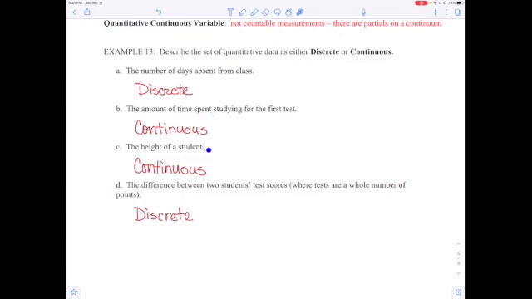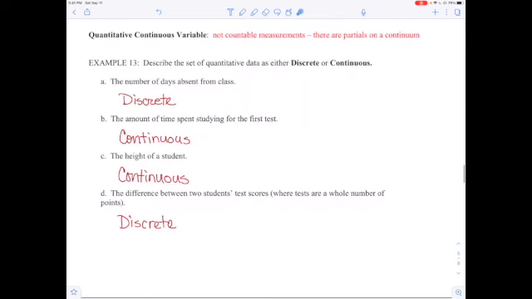The height of a student is continuous because you start growing when you are a little baby and you keep on growing. And yes, there will be a time to stop, but in the meantime, between when you're born and when you stop, that's continuous. The next one is the difference between two students' test scores, where tests are whole number points, and that's going to be discrete because that's just one number and another number. Those are the examples for discrete and continuous.